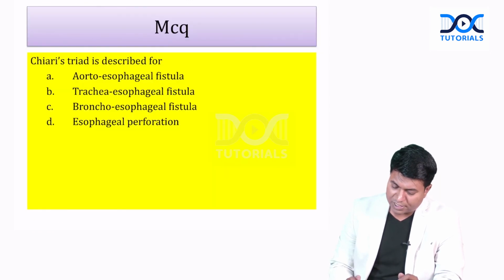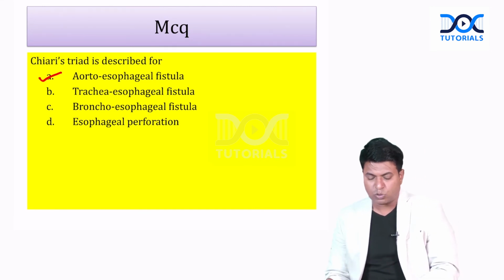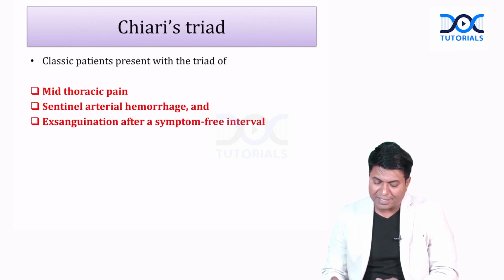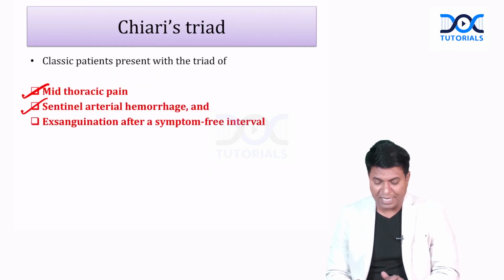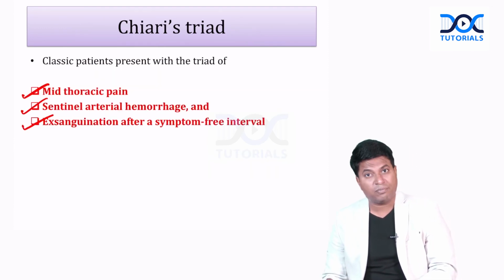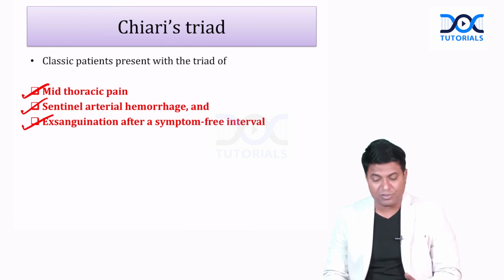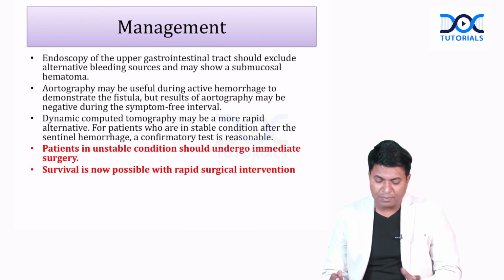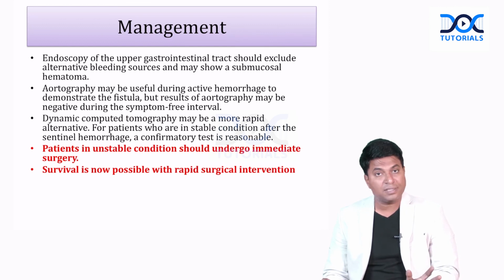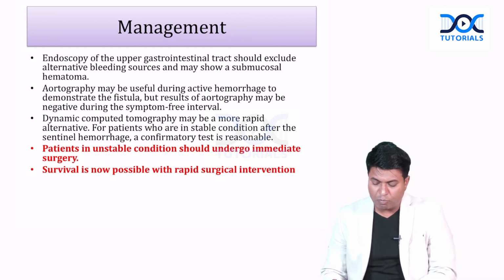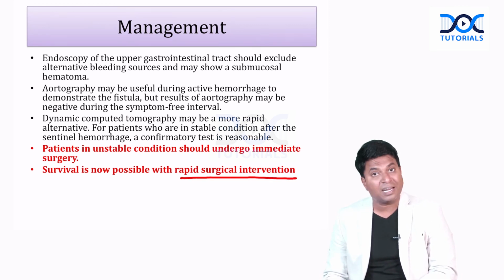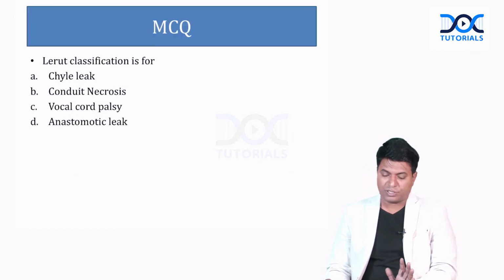So these are the points I discussed. Chiari stride is described for aortoesophageal fistula. Please don't forget there will be mid-thoracic pain, sentinel hemorrhage and exsanguination after a symptom-free interval. After some time, there will be massive hemorrhage. So the management is that we have to immediately treat them by surgery. Immediate surgery is needed. Survival is now possible only with rapid surgical intervention. Otherwise, it is very difficult to save them.